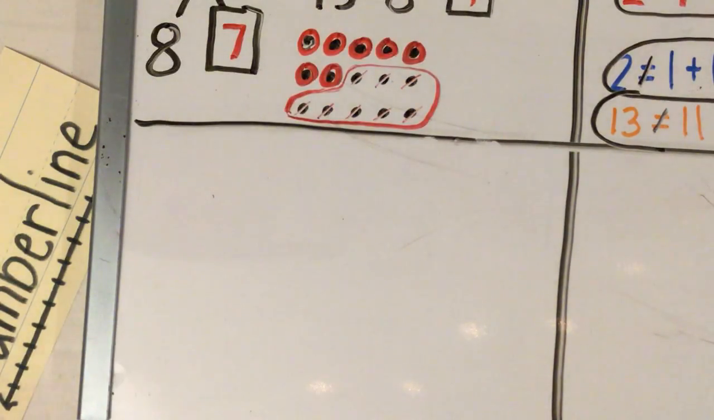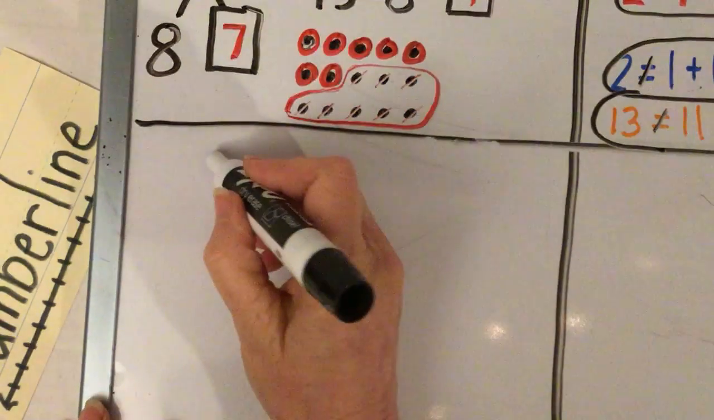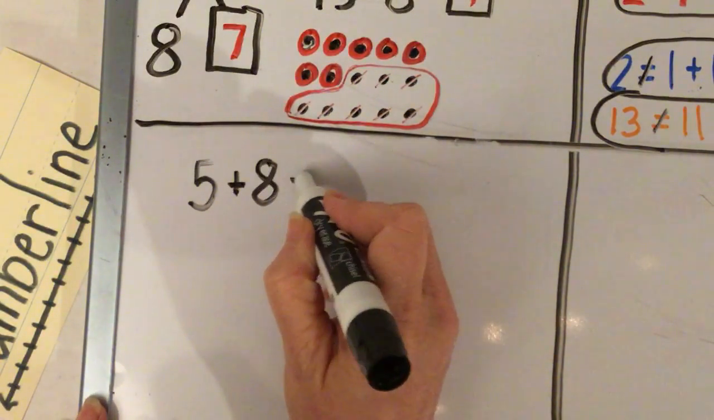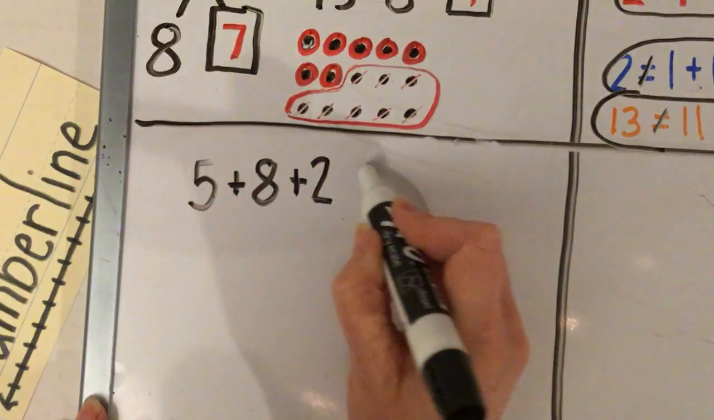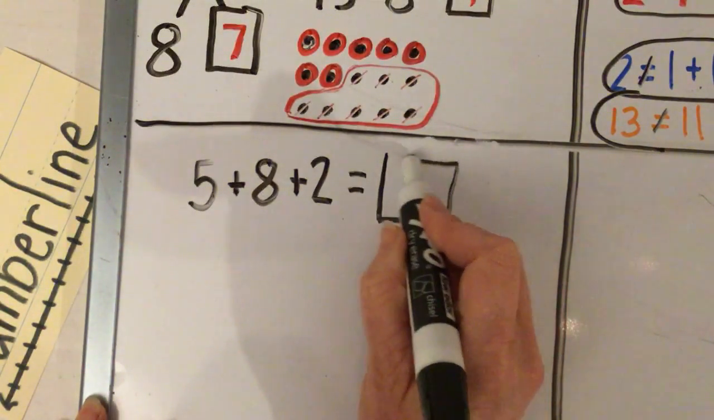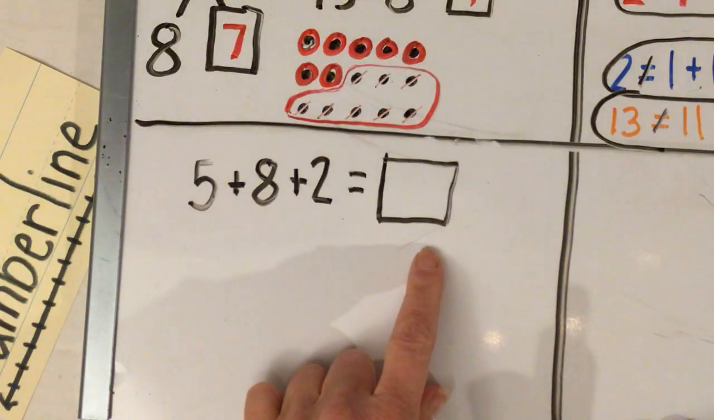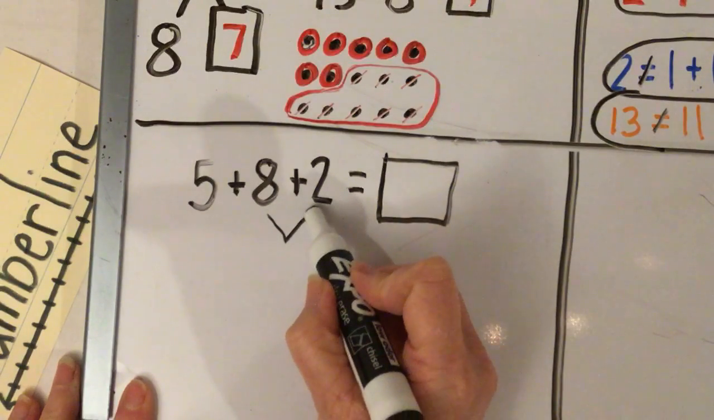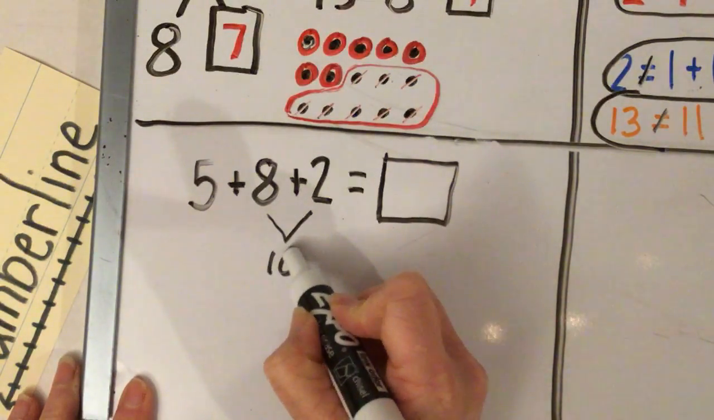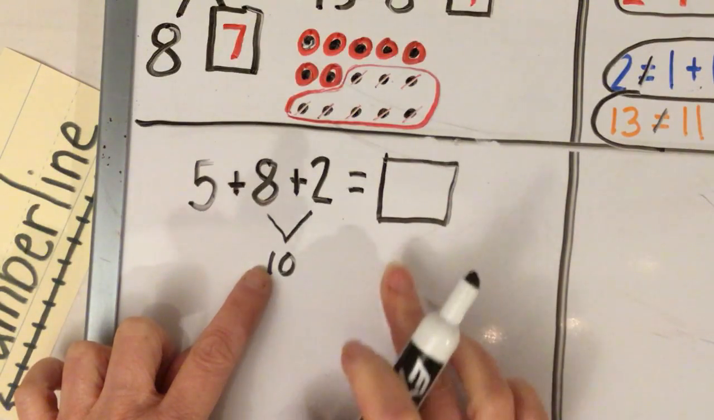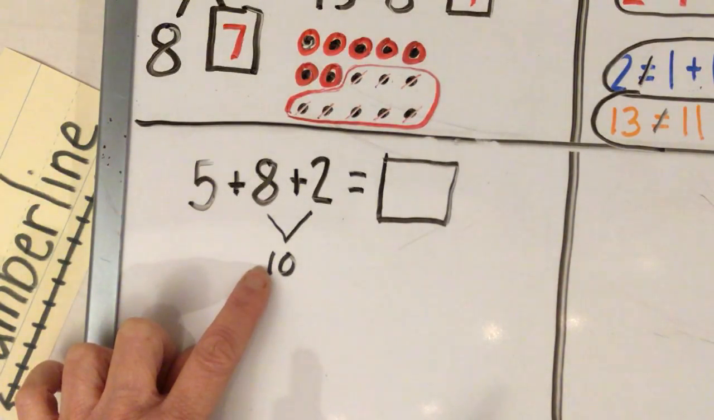So hopefully you are on to your next section. 5 plus 8 plus 2. These are all smaller numbers that we're putting together to make a whole bigger number. I see a partner of 10. 8 plus 2 is 10. 5 plus 10. Write your answer in that box.